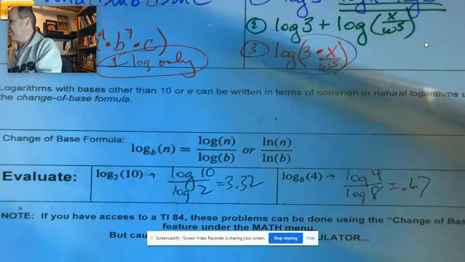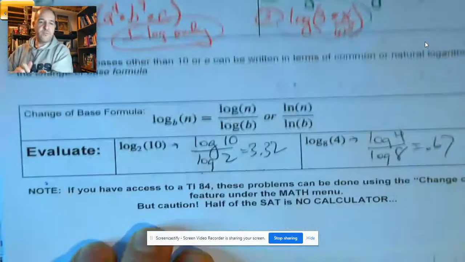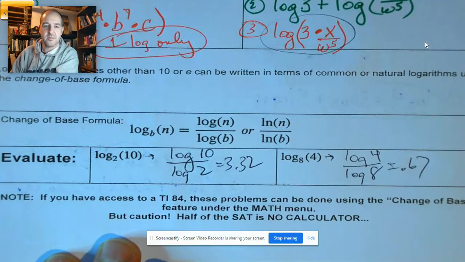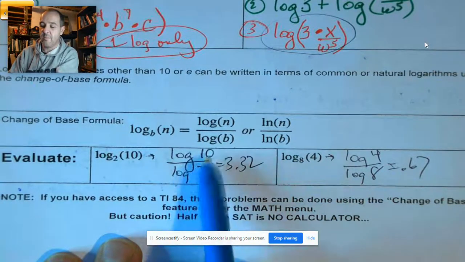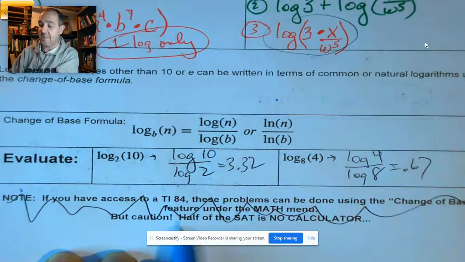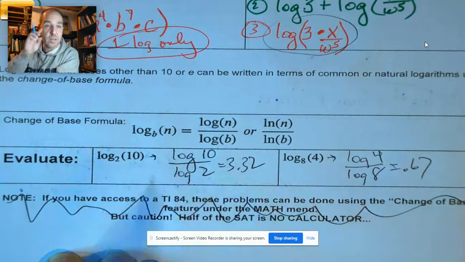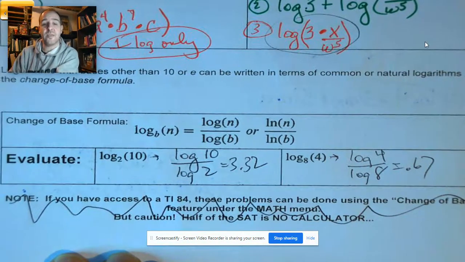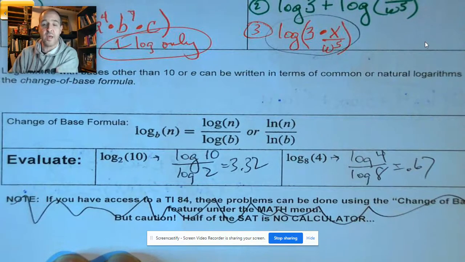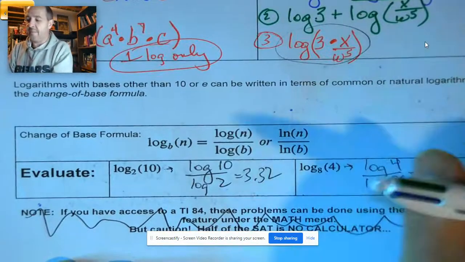Now, I'm going to be straight up honest with you here. Note, if you have access to the TI-84, these problems can be done using the change of base feature under the math menu. Okay, let's be honest. Is it really hard to remember big divided by little rather than have one more thing on here? Now, half the SAT is no calculator. They're not going to ask you this on a no calculator. But if they did ask you something simpler, they could ask you something simple like log 3, 9. You know, 3 to what power is 9? And you need to know it's 2 without having a calculator. But again, just remember big over little. We don't need more programs. Okay, enough of the Hardy lecture on that.